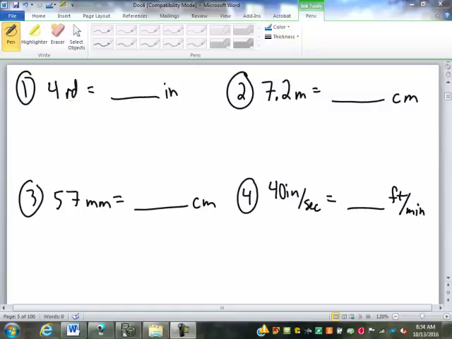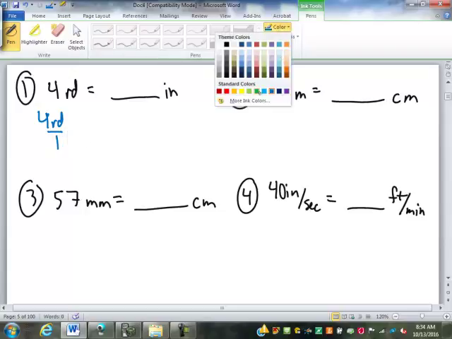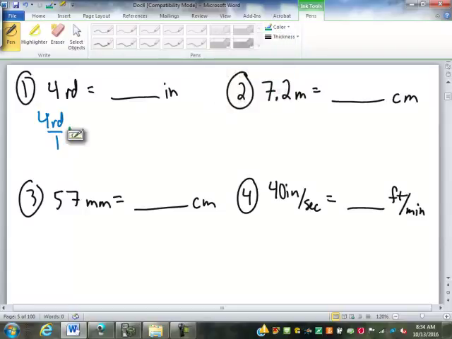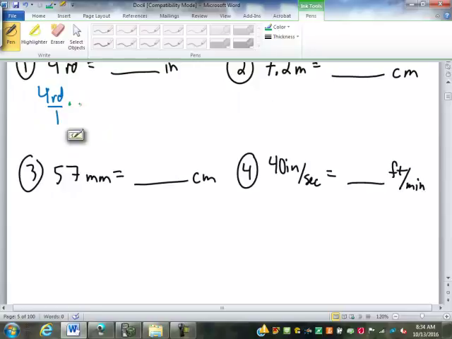So the first one, going from rods to inches. We're going to put 4 rods over 1 to make it a fraction. And in a conversion factor, we're going to put rods on bottom so that they cancel out. But do we have a direct conversion from rods to inches?